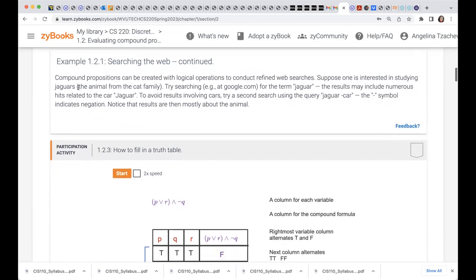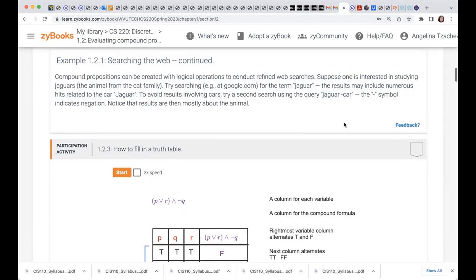As we mentioned, one application of those is to search Google or another search engine. For the term Jaguar, the results may include numerous things. To avoid results involving cars, if we're referring to the Jaguar animal and we don't care about the cars, we can say Jaguar, not car. This means you give me the results for Jaguar outside of the Jaguar cars.